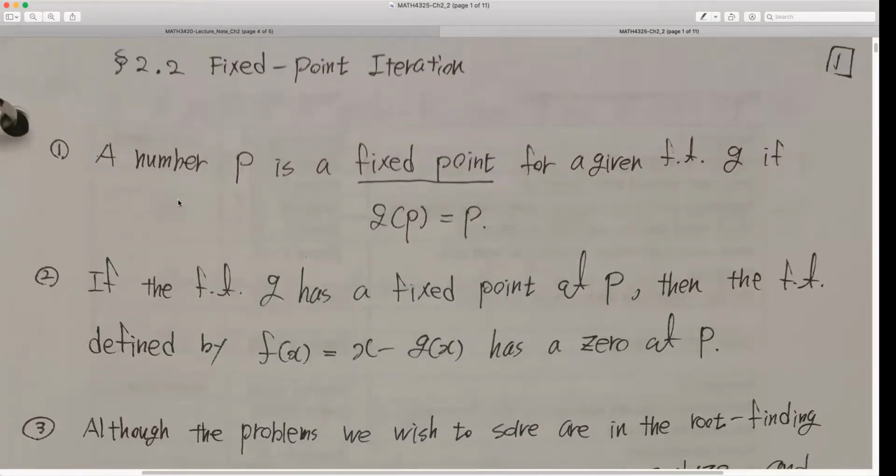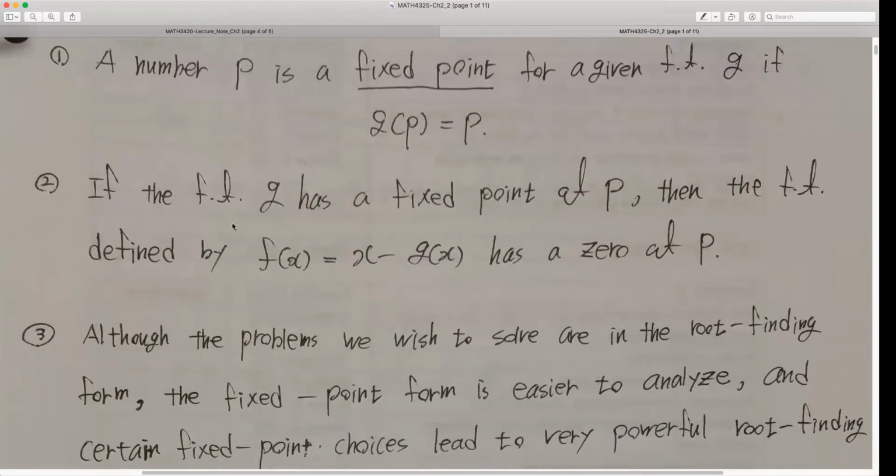Look at this. What's a fixed point? A number p is a fixed point for a given function g if g of p equals p. So for a given function g, if g of p equals p, then p is called the fixed point.